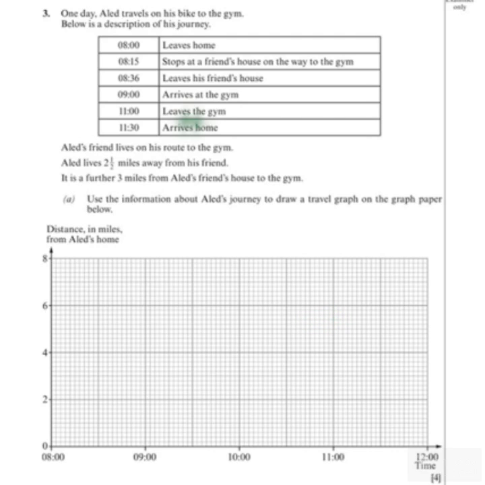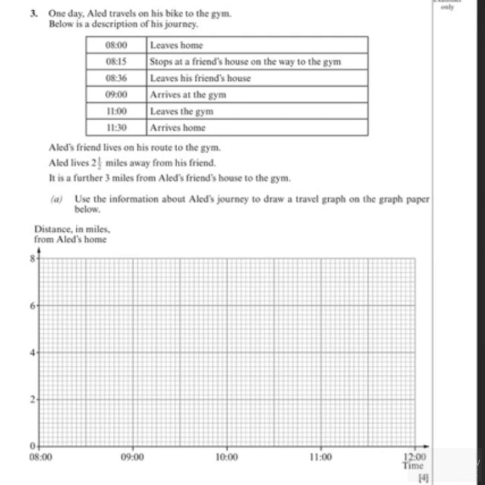And then finally, he arrives home, and the key words here are distance in miles from Alid's home. So it's not distance travelled, it's distance from his home. If he's going back to home, then his graph is going to go from 5.5 down to 0 at 11:30, like that.